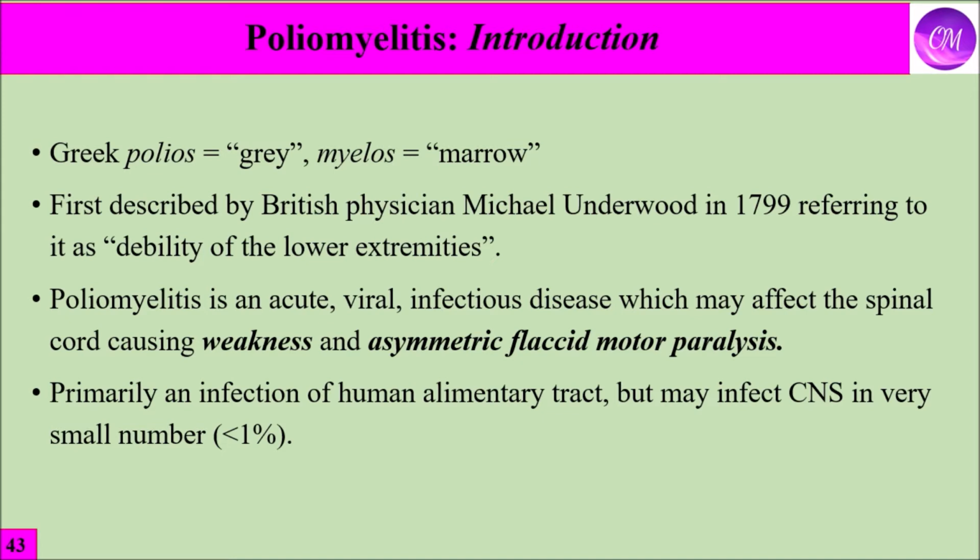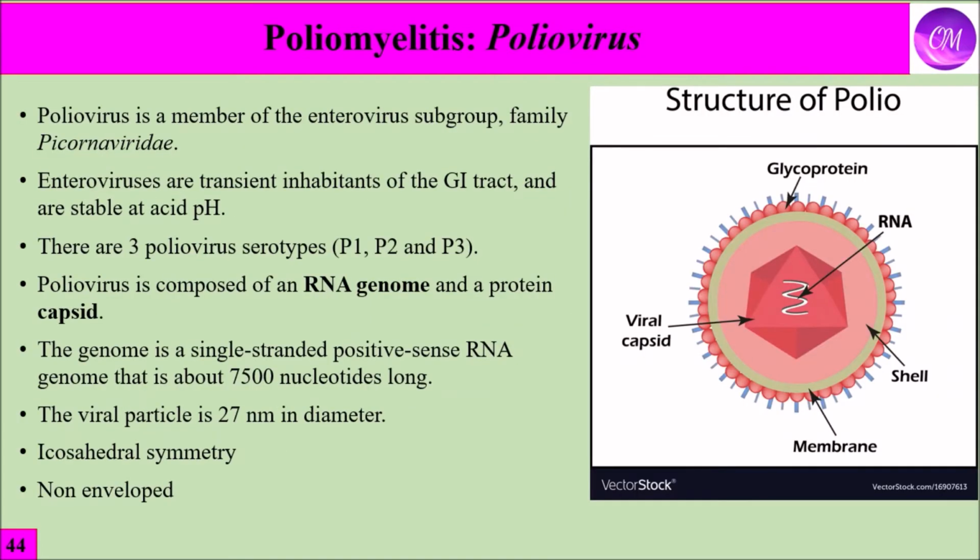Poliomyelitis is an acute viral infectious disease which may affect the spinal cord, causing weakness and asymmetric flaccid motor paralysis. It is primarily an infection of the human alimentary tract, but may infect the central nervous system in a very small number, less than 1%. The poliovirus is a member of the enterovirus subgroup, family Picornaviridae. Enteroviruses are transient inhabitants of the gastrointestinal tract and are stable at acid pH.